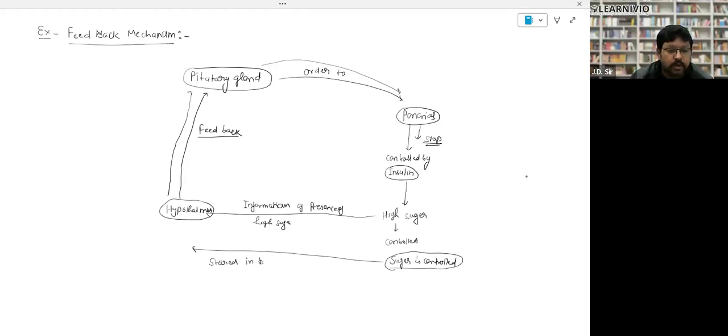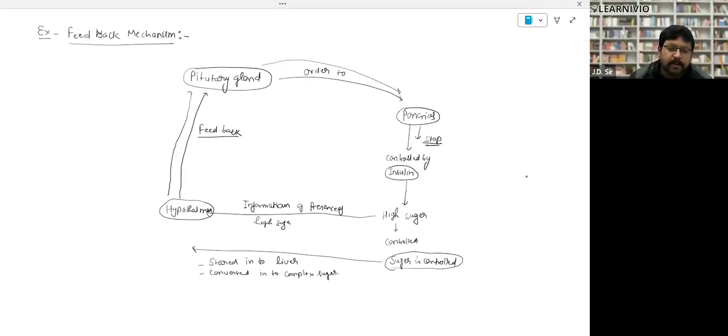stored in the liver, right? And this sugar is converted into complex sugar, right? So how does it work? It is controlled by insulin.